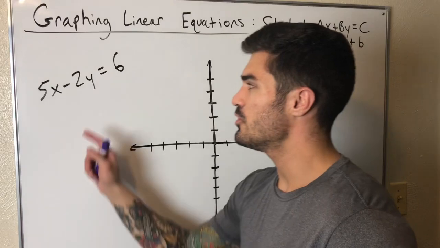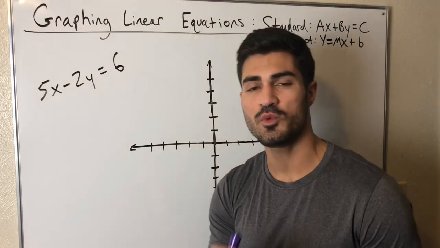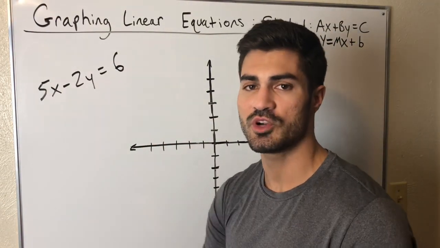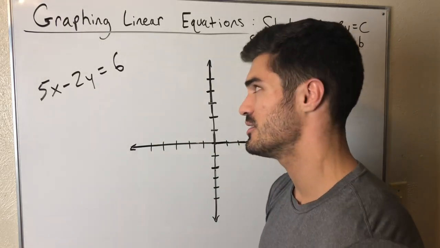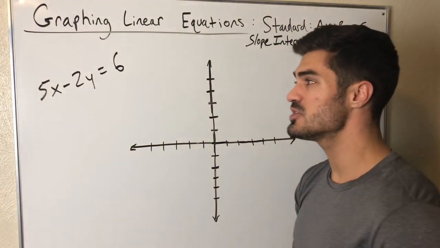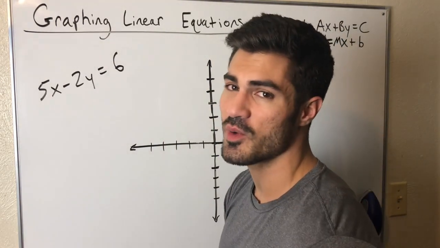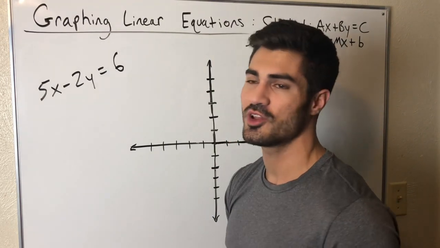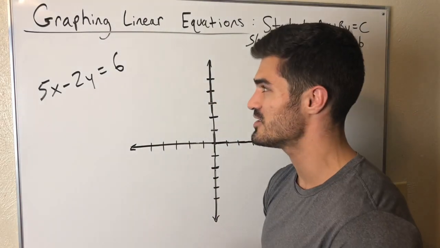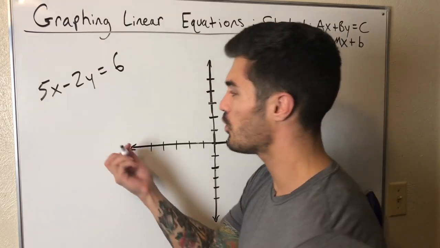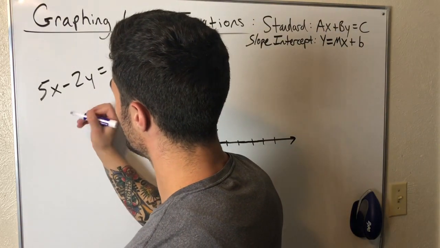All right, last example. 5x minus 2y equals 6. If you want, you can pause the video, try it yourself, and then press play to check your answer. That's a good idea. So I'm going to go ahead and graph this. What I'm going to do is find the x-intercept, the y-intercept, plot those points, and draw a line in between. So I'm going to start with the x-intercept. So I'll plug in 0 for y. So what do I have here?